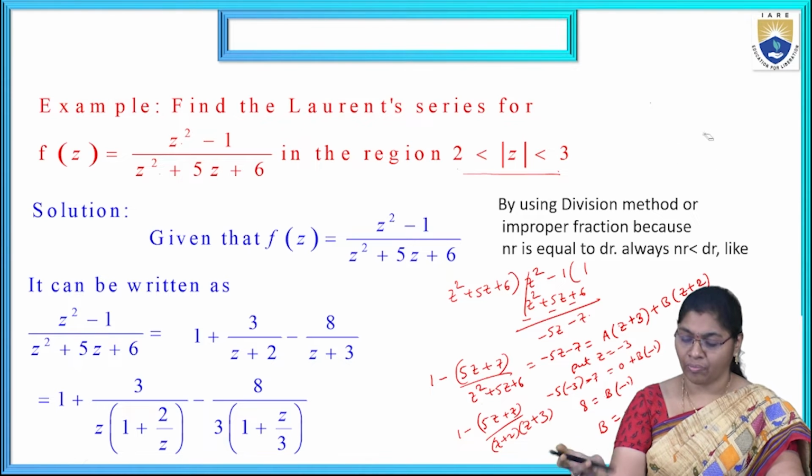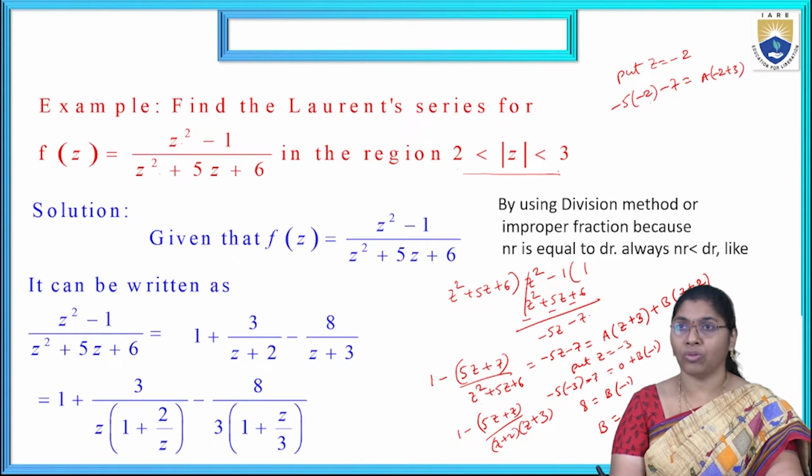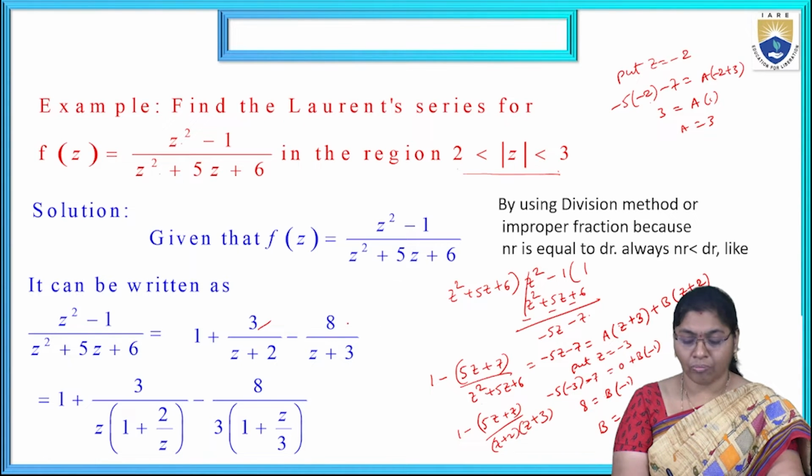Next, what about a? Now put z equal to minus 2. Minus 5 of minus 2 minus 7 equal to a of minus 2 plus 3. This term becomes 0. Then minus into minus gives plus 10, 10 minus 7, that is 3. 3 equal to a of 1, so a equal to 3. So a equal to 3, b equal to minus 8.